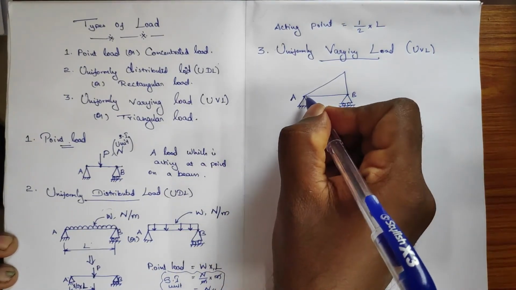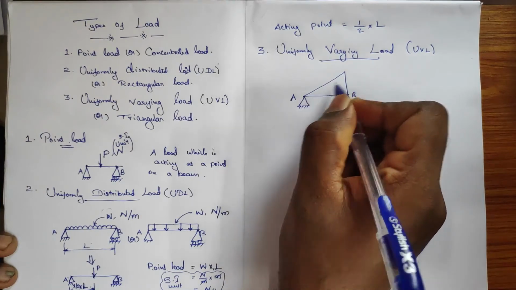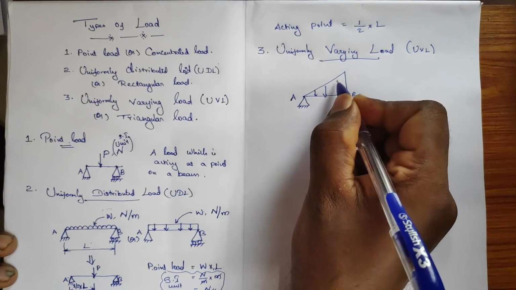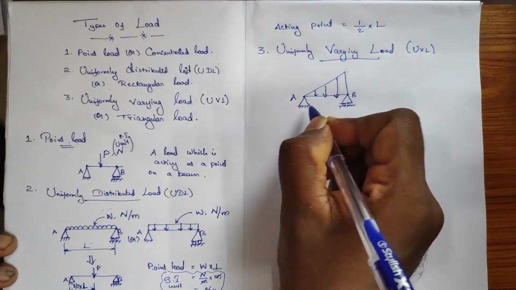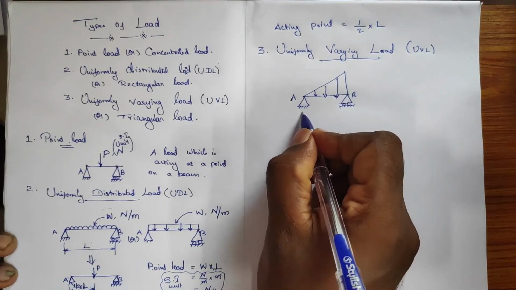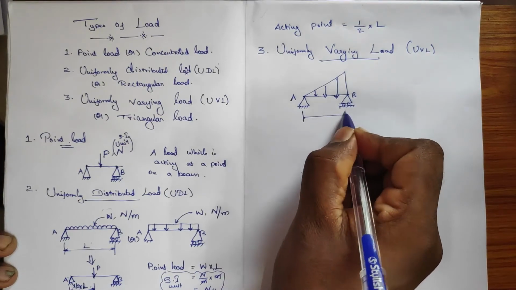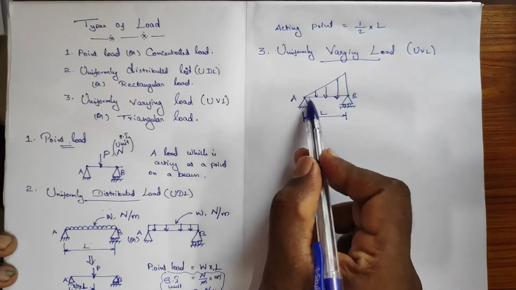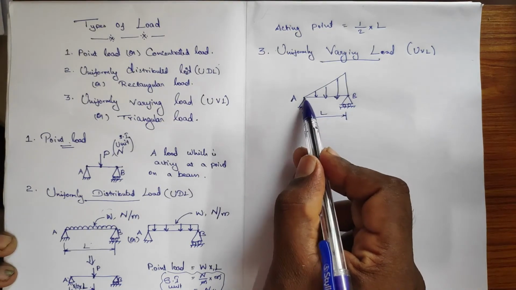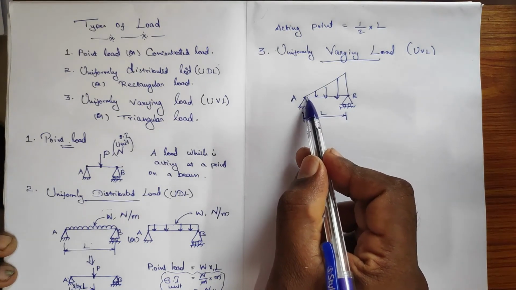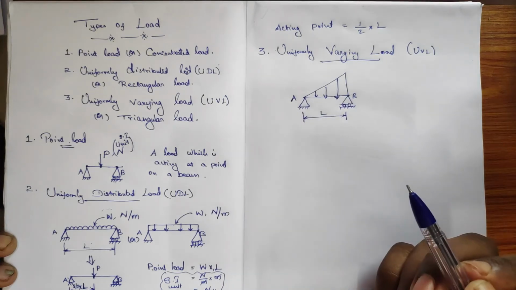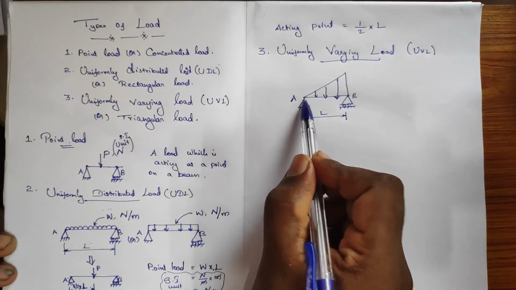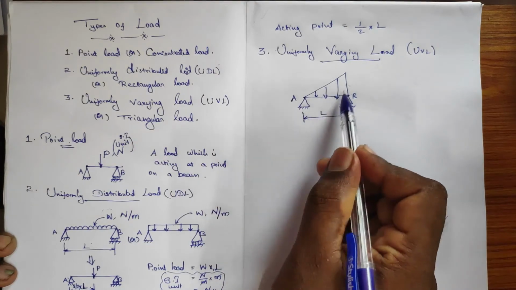Okay, so here the intensity of the load is just varying linearly over a considerable length. If I take the beam with length L, the entire length is distributing the load in a linear manner, varying from one end to another end. At one end the load will be a minimum and the other end will be a maximum.